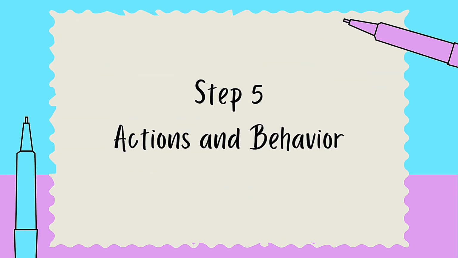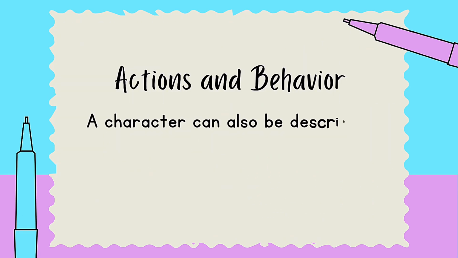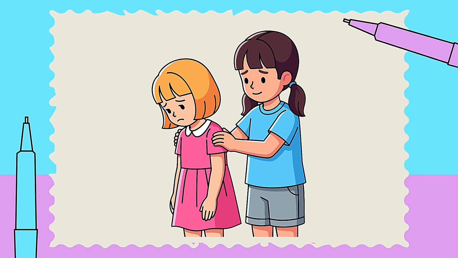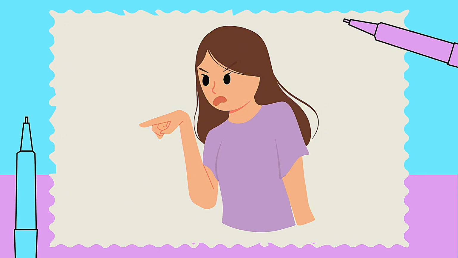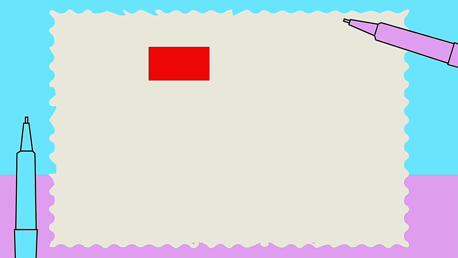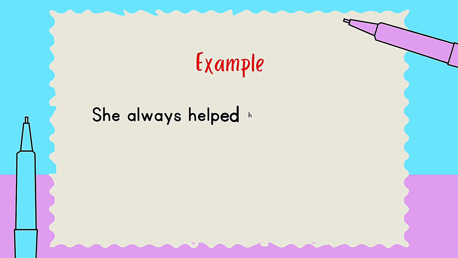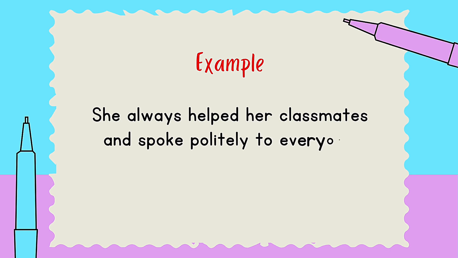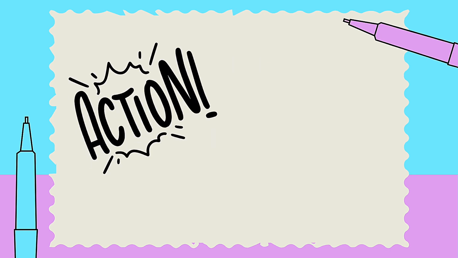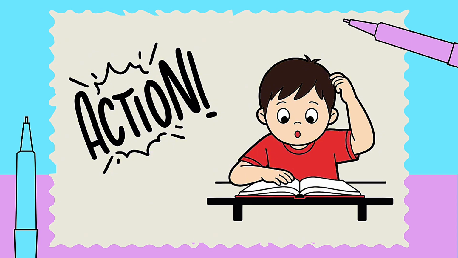Step 5. Actions and behavior. A character can also be described through actions. What does the character usually do? How do they behave around others? Example: she always helped her classmates and spoke politely to everyone. Actions often reveal personality better than simple descriptions.